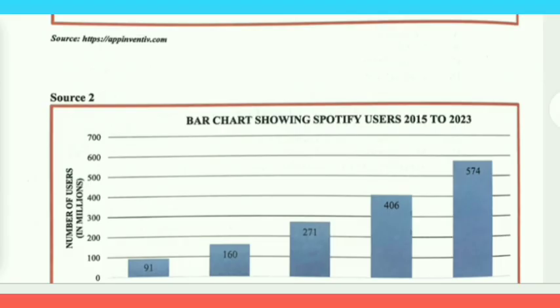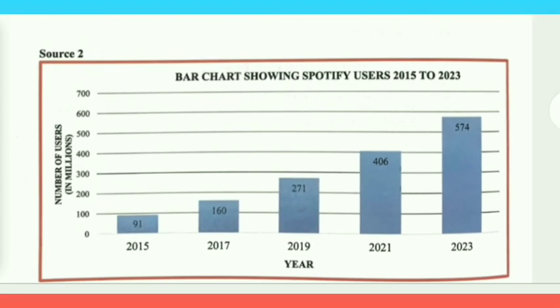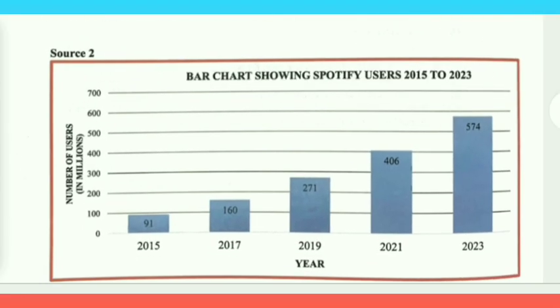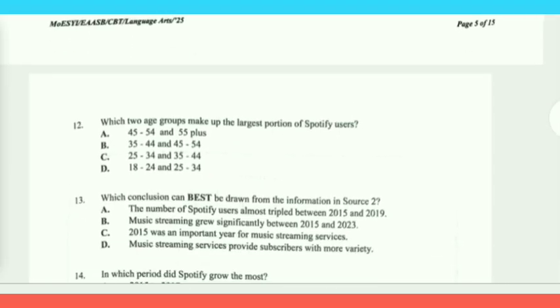So let's look at source 2. Source 2 is another bar chart, and it shows users not by age group but over the years, from 2015 to 2023. Take note, when you do graphs, you look at whatever is missed out. From 2015 they're missing 2016, 17, 18 is out, 19, 20 is out, 21, 22 is out. So you know you have a year of growth in between that they're not really showing you, so you have to examine your stuff carefully. All right, so let's go.